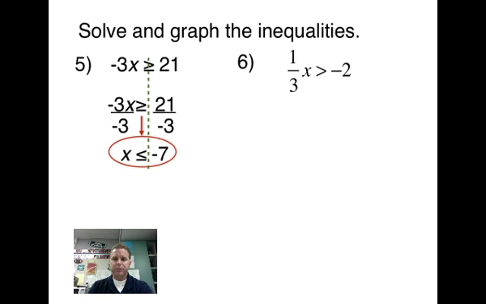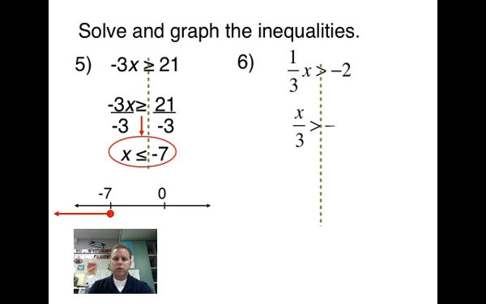Number 6. They're multiplying by 1/3, so we're going to divide by 1/3. Solid circle going to the left. We're going to keep our equation balanced. You can think of multiplying by 1/3 as the same as dividing by 3. Or you could have multiplied by 3 over 1 if you'd like. Those cancel out. And we get x is greater than negative 6.